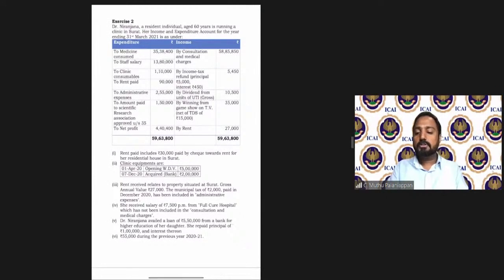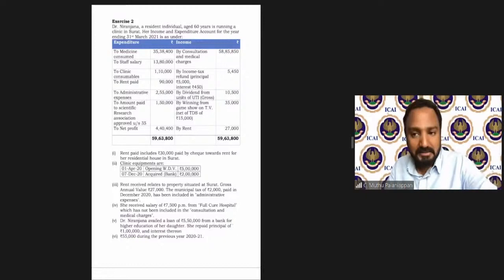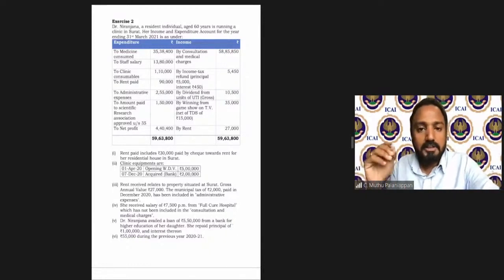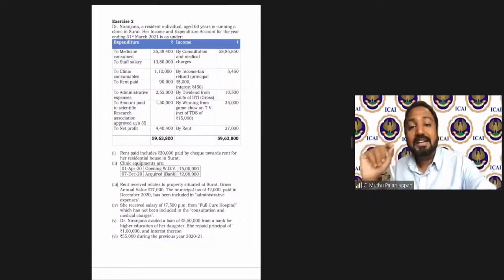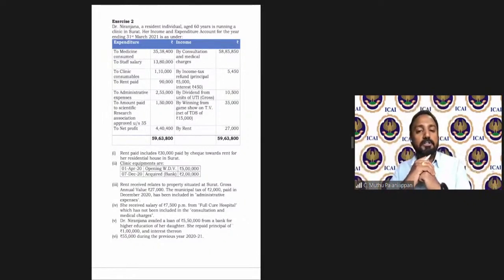Now as far as the next question goes, Niranjana is a resident individual aged 60 years. So the keywords are resident here and 60 years. She's running a clinic. She is a professional. Her income and expenditure account has been given.